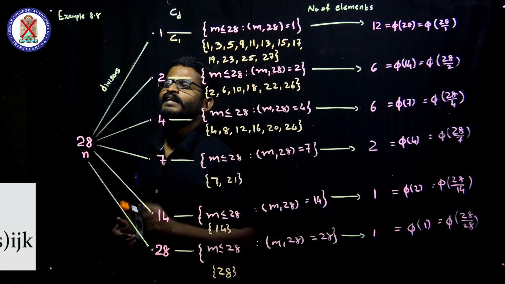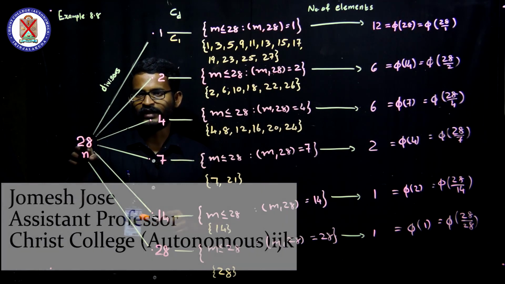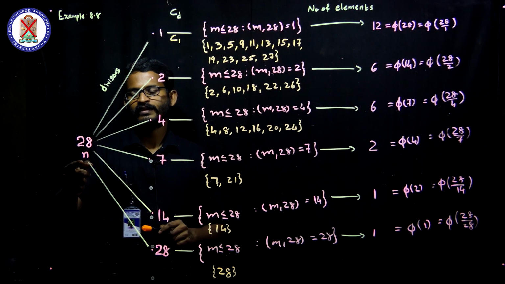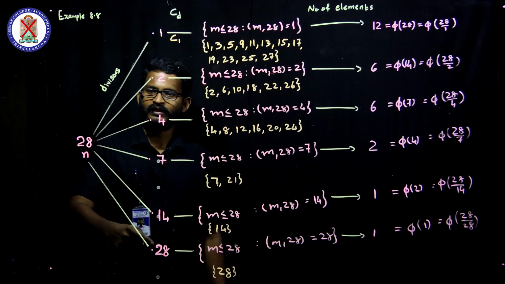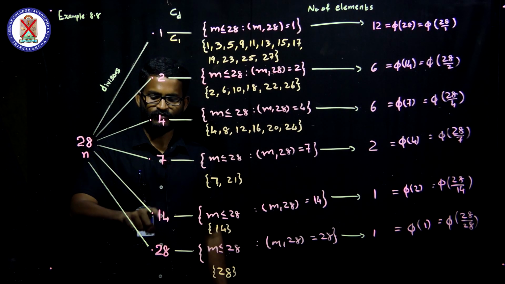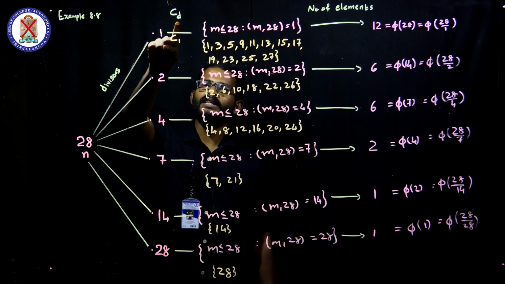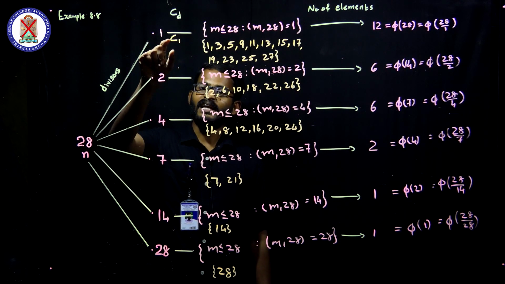Example 8.8. Consider a positive integer 28 and now denote it as n. Now consider the divisors of 28. The positive divisors of 28 are 1, 2, 4, 7, 14 and 28. Now CD means, D means divisor. So C1 means a class.